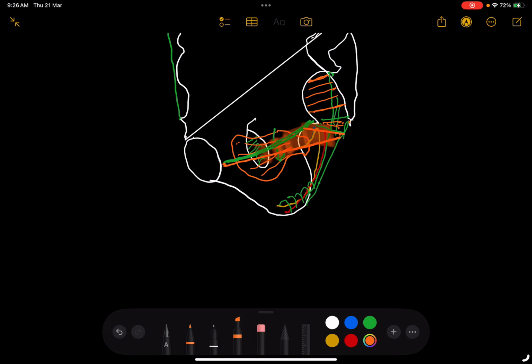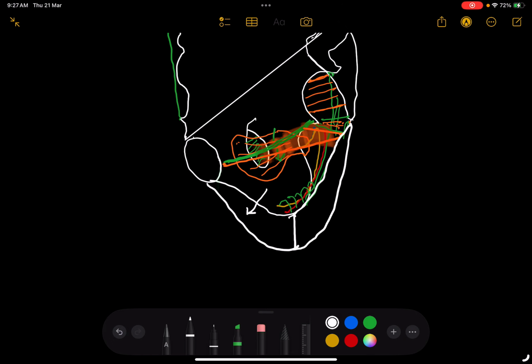So if we see this perineum, you will find that the perineum is a triangle directed forwards and a triangle directed backwards.